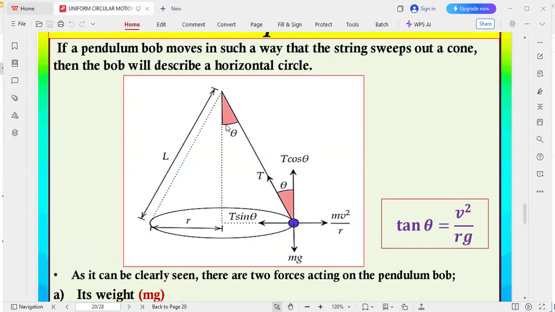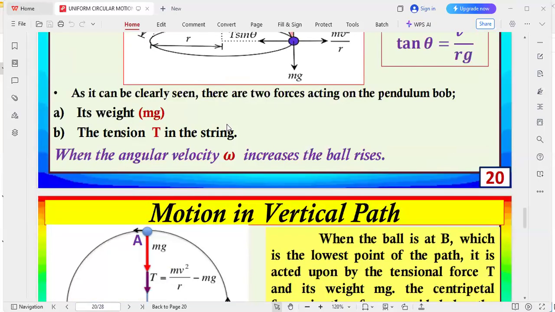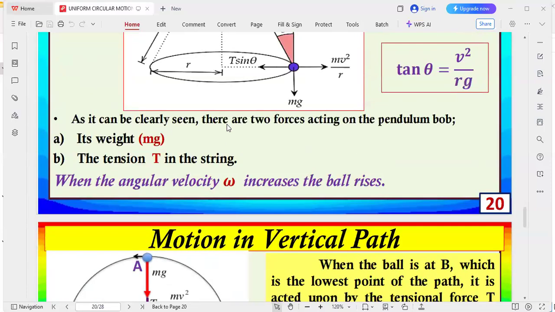So those are four cases, but you don't need to know the derivation method. You just know the formula: v equals the square root of rg tan theta. Know the factors affecting that critical speed. Know that for the bike, tan theta equals the coefficient of friction. Only that.